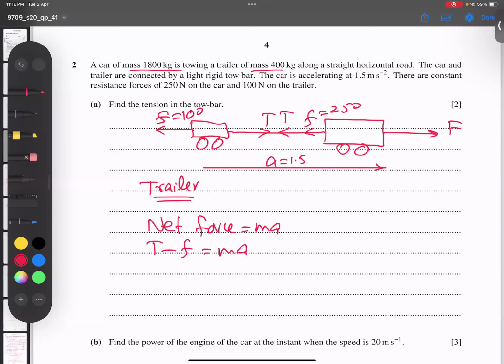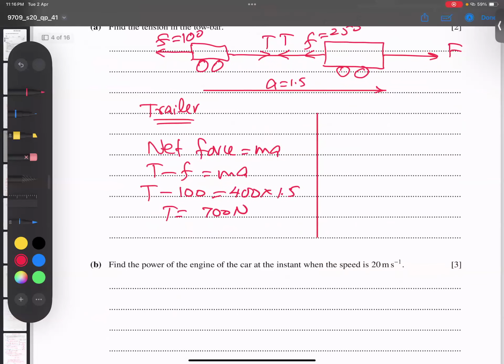Basically, we know this rule very well. Tension is unknown, the friction force acting is 100 newtons, the mass is given here as 400, and the acceleration given is 1.5. Let me check in my calculator. So 400 times 1.5 plus 100 becomes 700 newtons. Alhamdulillah, I think the point is very clear and we have done the first part. Make sure the formula remains the same. Let's move on to the next part.